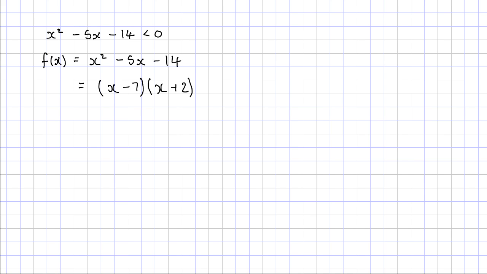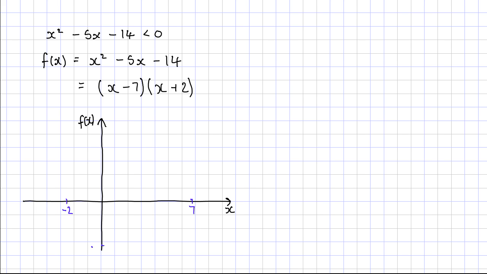And I'm going to draw some axes now. So this is my f of x axis, so my output values, and this is my x-axis. So the graph will intercept on the x-axis where x is equal to 7 or when x is equal to minus 2. So when x is equal to minus 2 and 7, so I'll just say minus 2 is there, and we'll say 7 is there. Also I can see that the y-intercept is going to be minus 14, so I can just mark that as well.